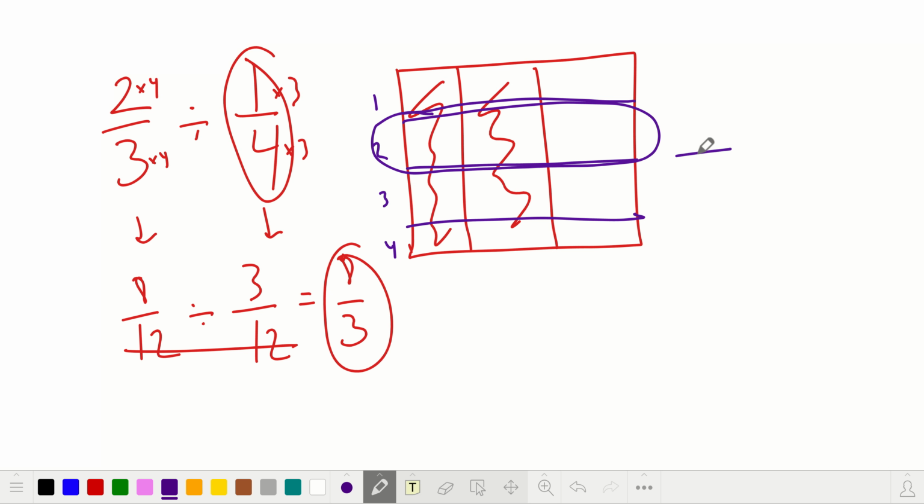And now your quotient is going to be how many you have shaded in total. So I have a total of 1, 2, 3, 4, 5, 6, 7, 8. So 8 shaded in. And then how many are circled? 1, 2, 3. And there's your quotient, 8/3.